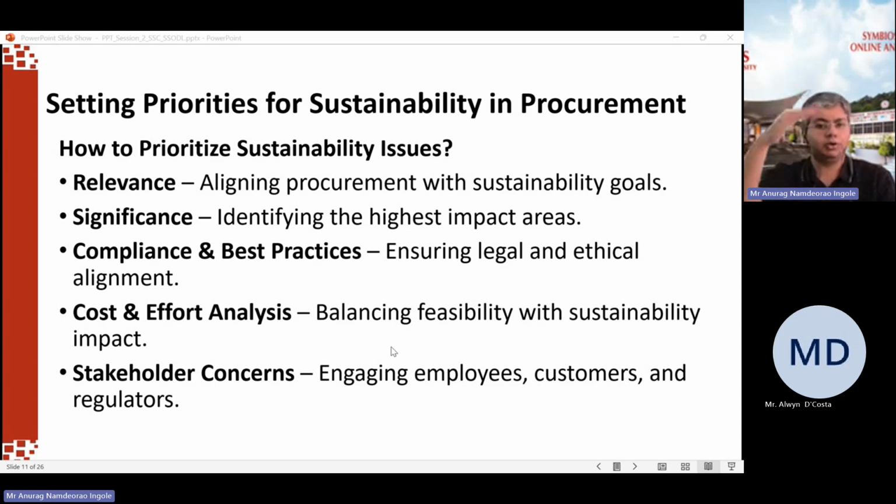On top of it, we are doing these sustainability initiatives, right? So we have to balance that our day-to-day operations also do not get disrupted because of this activity. Then stakeholder concerns: your employees, customers, regulations, what is the level of engagement they have? What is the level of concern that they have? Understanding those will also help you in prioritizing sustainability issues.